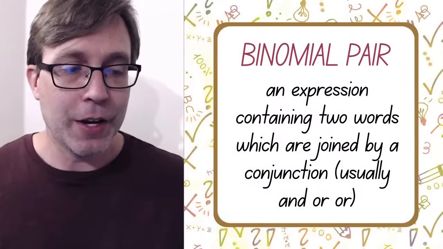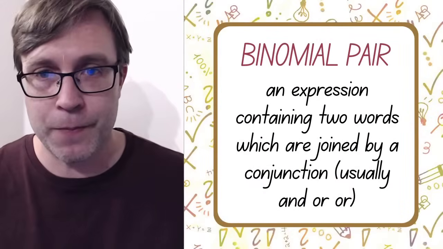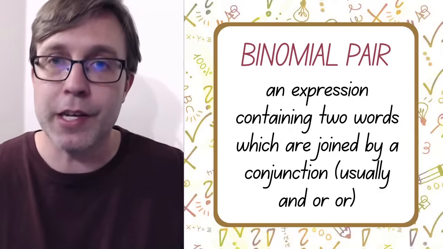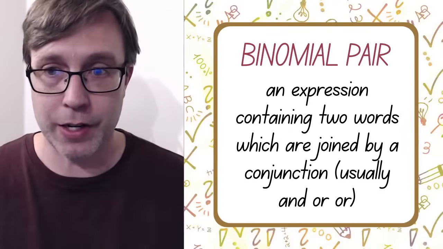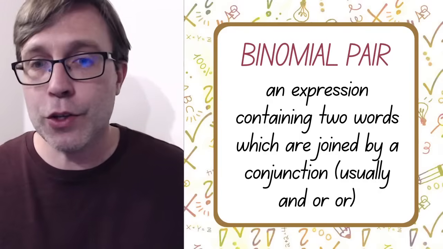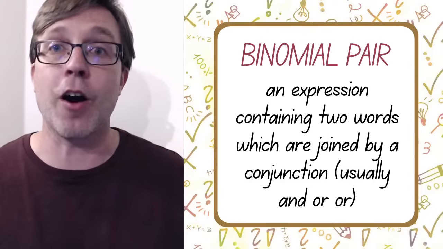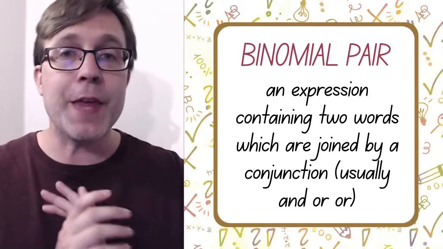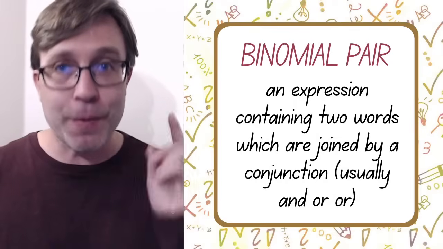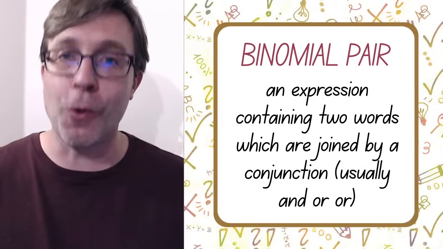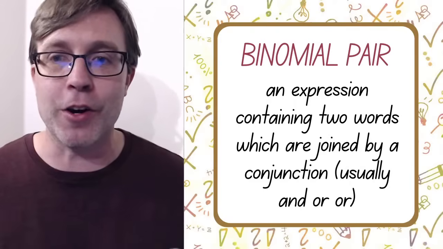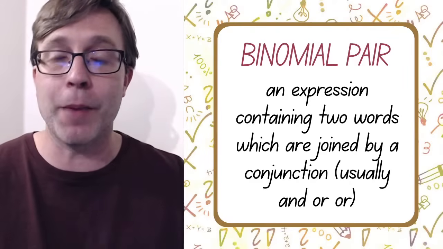The first thing that we talk about, if we're talking about binomial pairs, is just understanding what is a binomial pair. We're talking about an expression that contains 2 words that are joined by a conjunction. And the conjunction is usually and or. Those are the 2 conjunctions that are often going to combine the 2 words. That is not always the case, but most of the time it is and or that's going to connect these 2 words, and that is what we call a binomial pair.